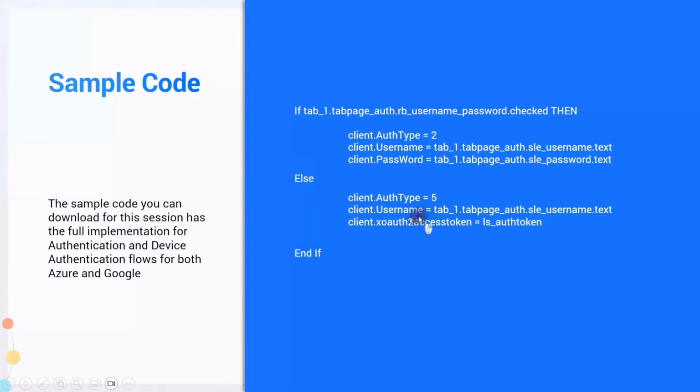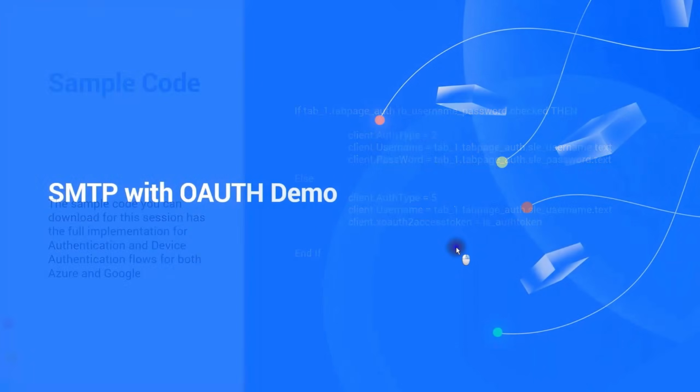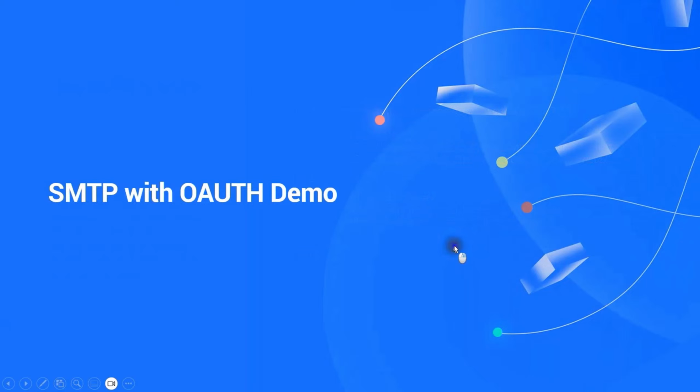We're still going to set the username to the email address of the person that's sending the email. But now we're not going to provide a password. Instead, we will set the OAuth2 access token to the token that we got back from one of those 4 function calls. So let's go ahead and take a look at a demo.